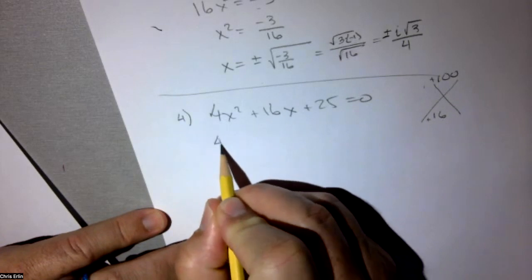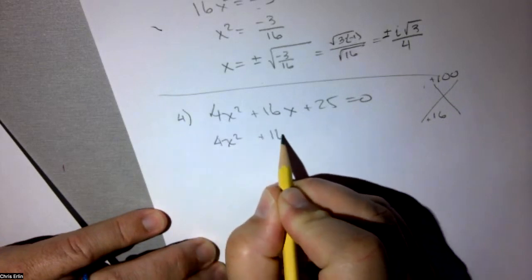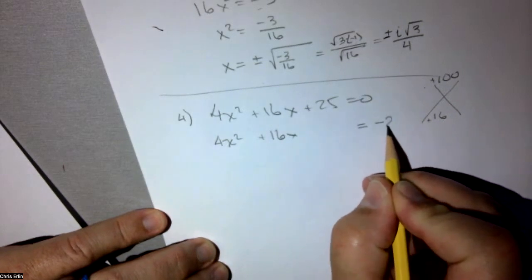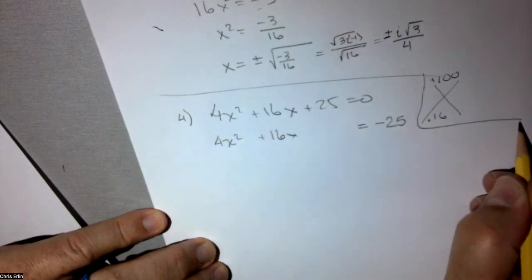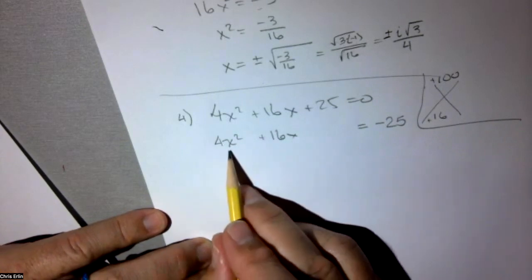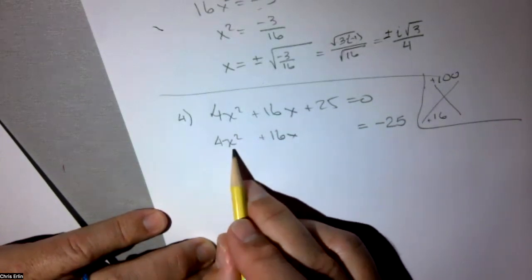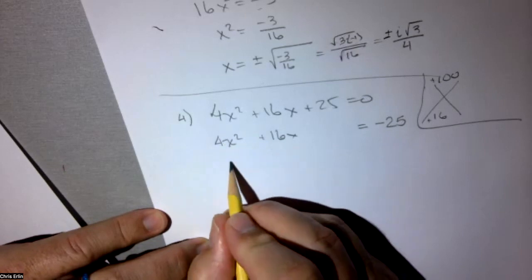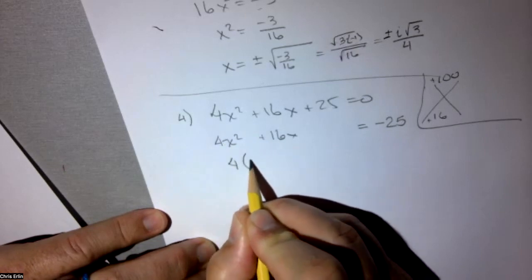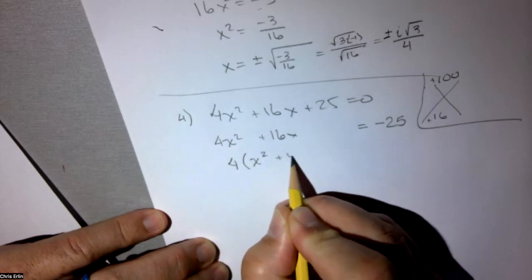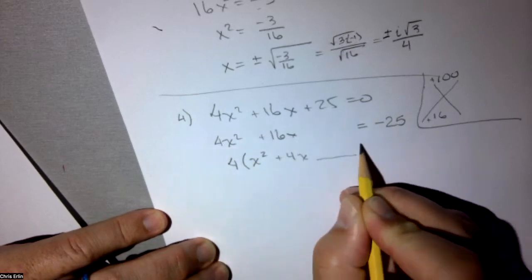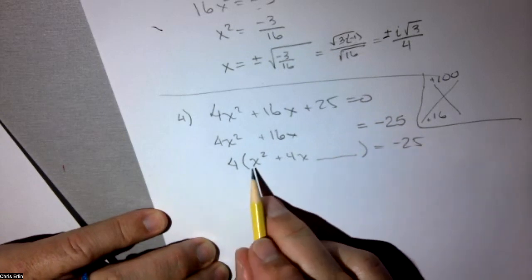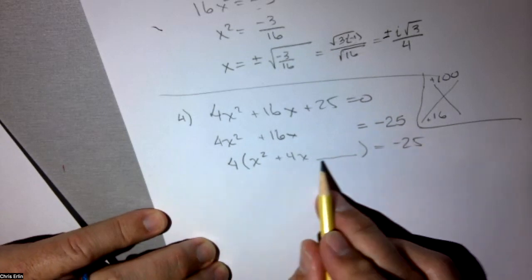Step one is I'm going to take the 4x squared plus the 16x. I'm just going to move the 25 out of the way. I like to move it to the other side. And now I need to get this to be just x squared. So I recognize that both of these have a common factor of 4. So I'm going to pull that 4 out, leaving me with x squared plus 4x plus a blank equals negative 25.